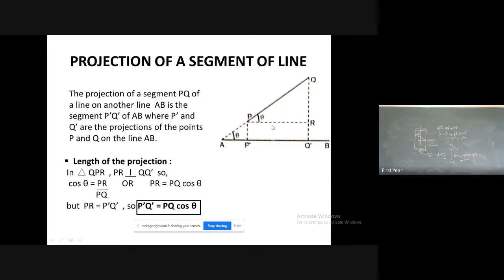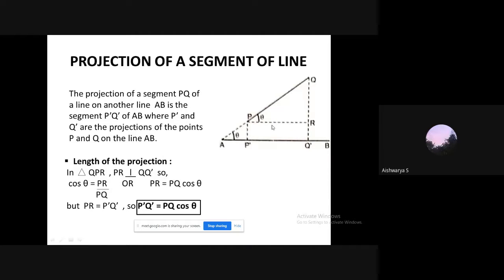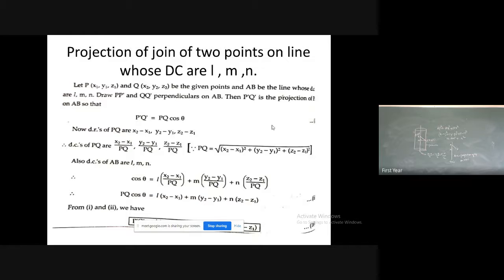Is it okay? Is this much clear to everyone now? He has explained it nicely. Yes, ma'am. Okay. So go ahead.